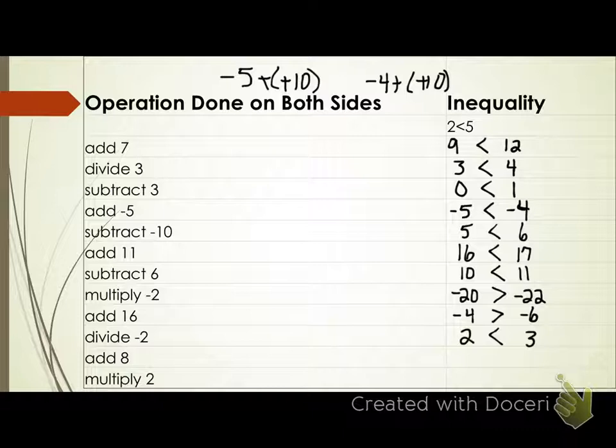Okay, now let's add 8. 2 plus 8. 3 plus 8. Inequality symbol. Oh, it's staying the same now, isn't it? Last one. Multiply by 2. 10 times 2. 20. 11 times 2. 22. Inequality symbol. Stays. Stayed the same. So, what do we notice about when my inequality symbol changed?